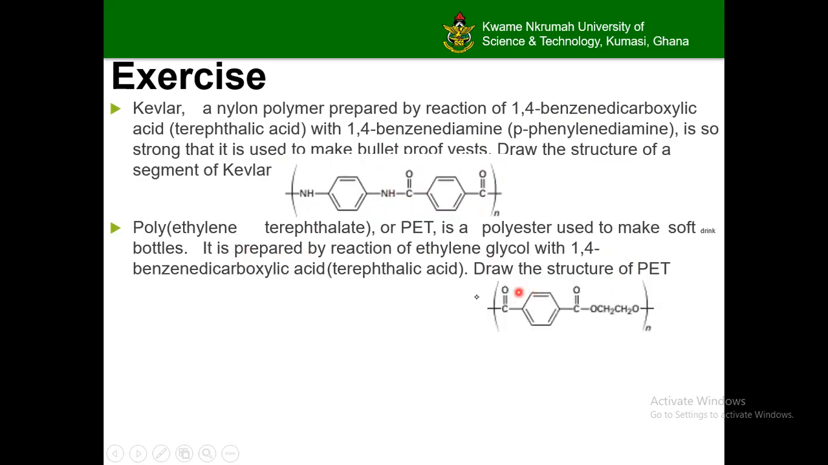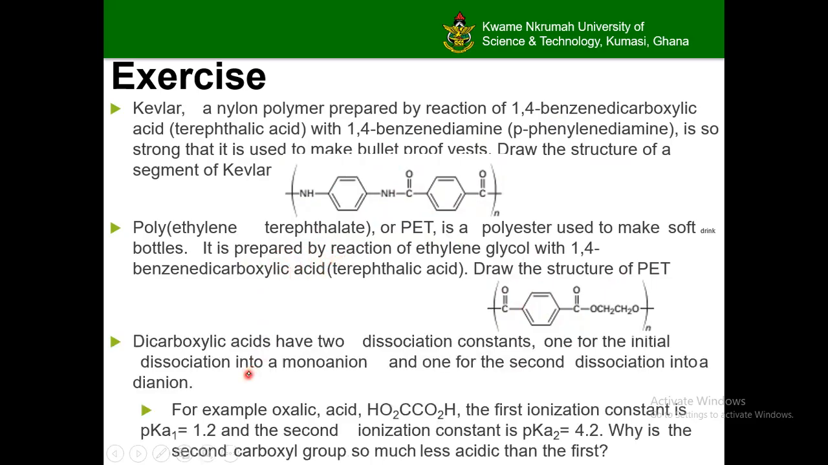Good. Now, PET, we are asked to draw the structure of PET. This is the structure of PET. They have given us a starting material. So even if we don't know, we can take it from the starting material to get our PET, right?